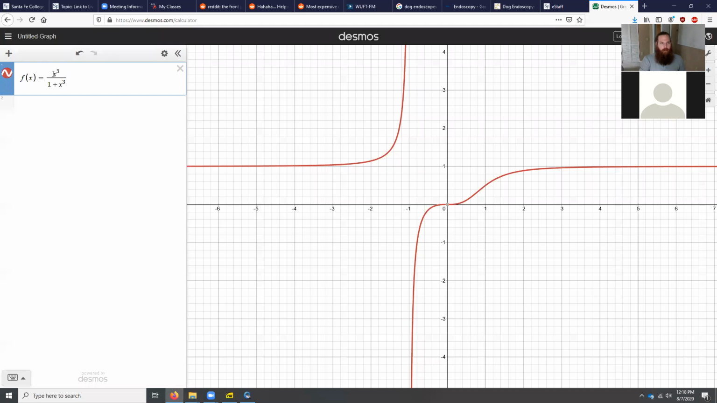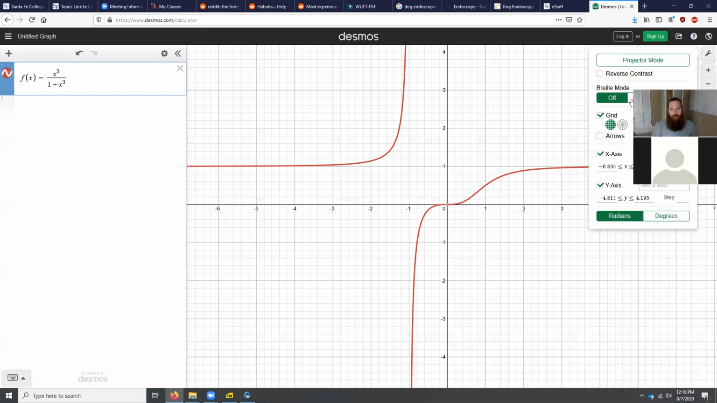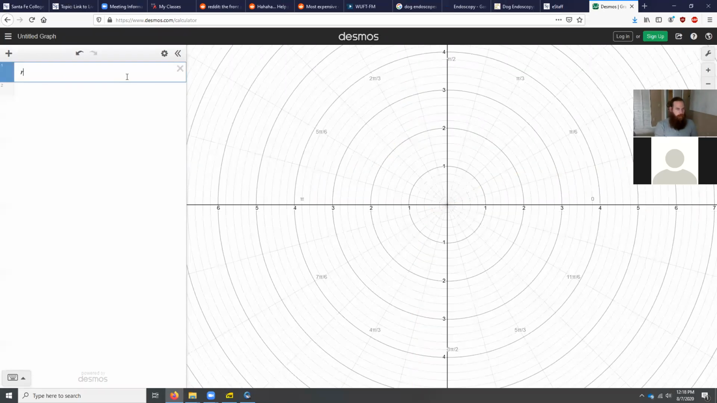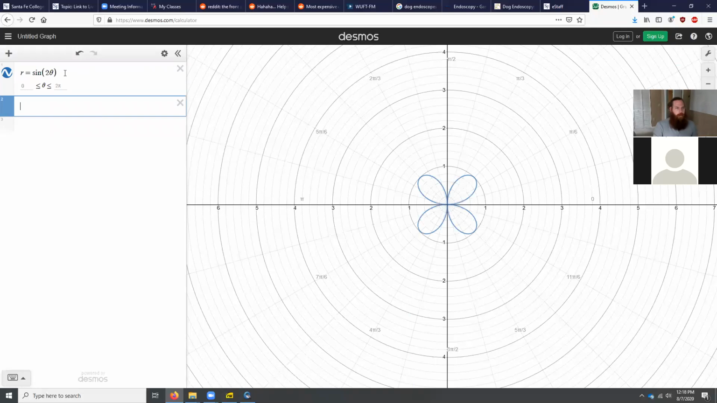My Calc 1 class is doing some curve sketching. We're doing curve sketching, but we're doing it in polar coordinates. So we just graphed r equals sine 2 theta. What's going to happen if I graph sine 3 theta? How many petals will sine 3 theta have?